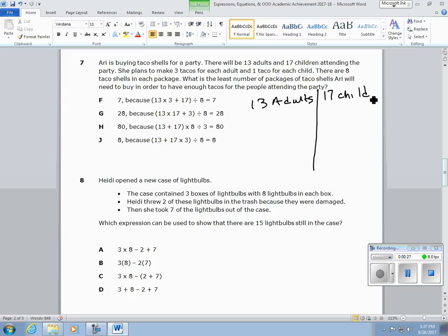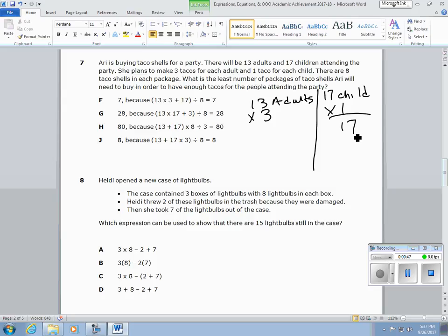Now it says she plans to make 3 tacos for each adult, so that means that we're going to have to multiply by 3 because each adult is going to get 3 tacos each. And then she's going to give 1 taco to the kids. So that's a simple right there. That would be just a simple 17.